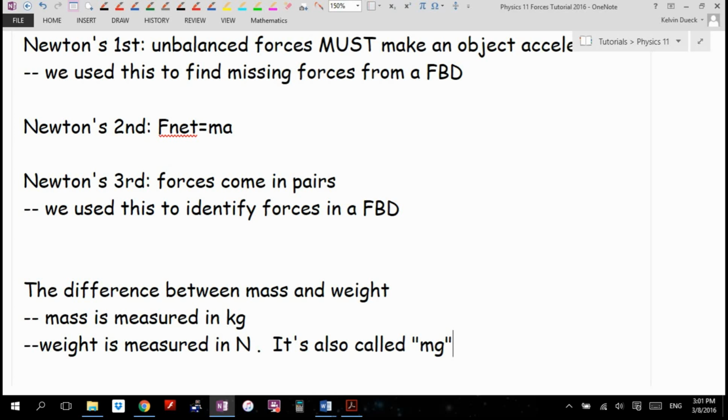Your weight is location dependent. The further you go from the Earth, the weaker Earth's gravity gets, the lower your weight. Or on the moon, I think g on the moon was 1.6, so your weight would be whatever your mass in kilograms is times 1.6. So the difference between mass and weight: mass is kilograms, weight is mg, newtons. I said that totally backwards, but thankfully I caught it.